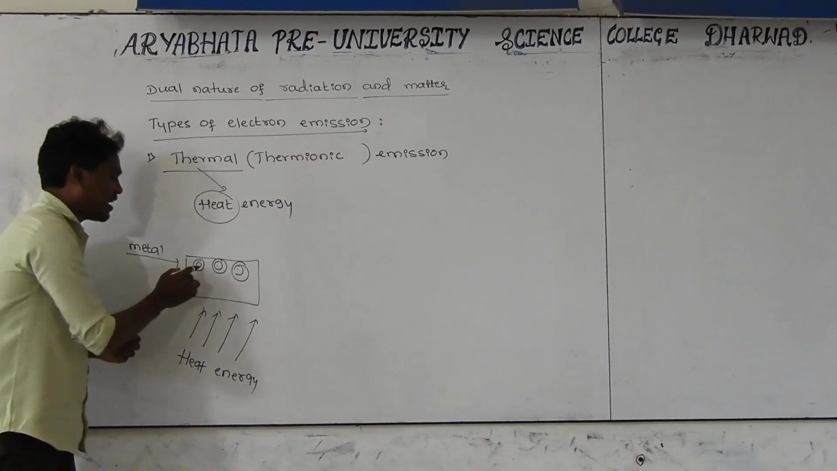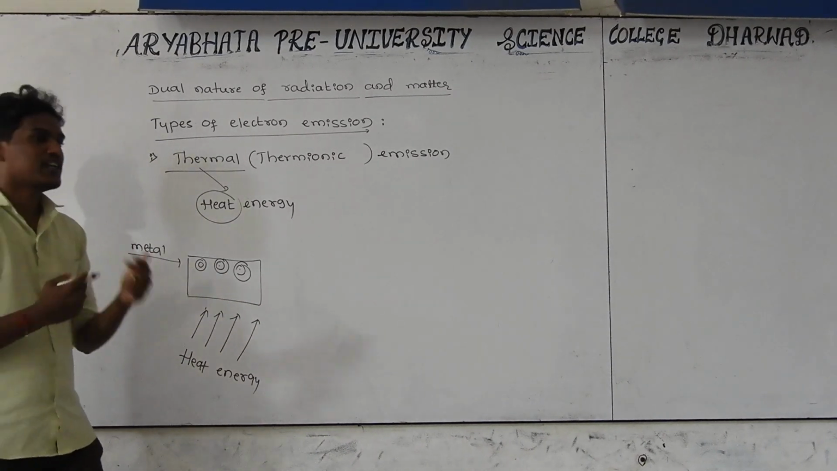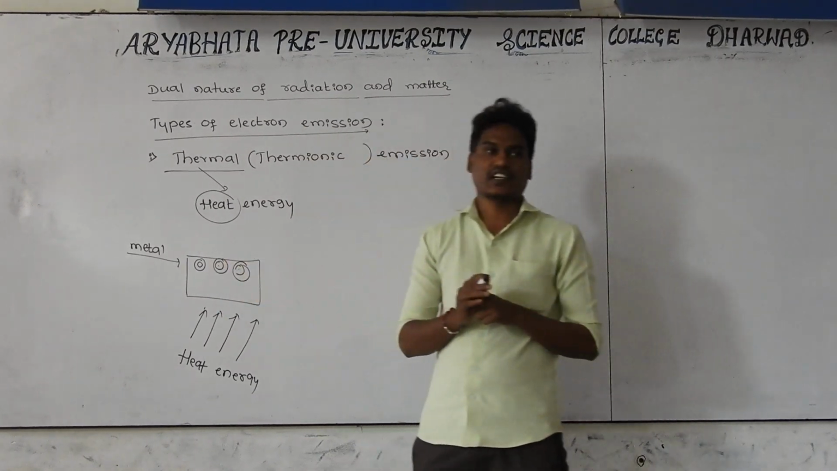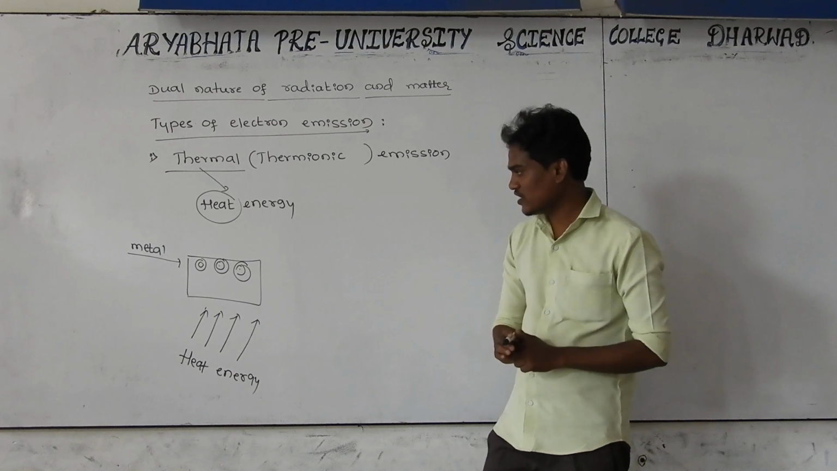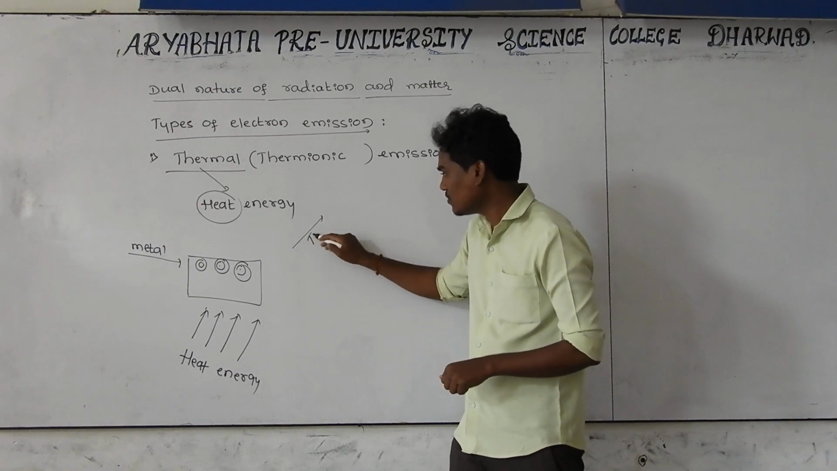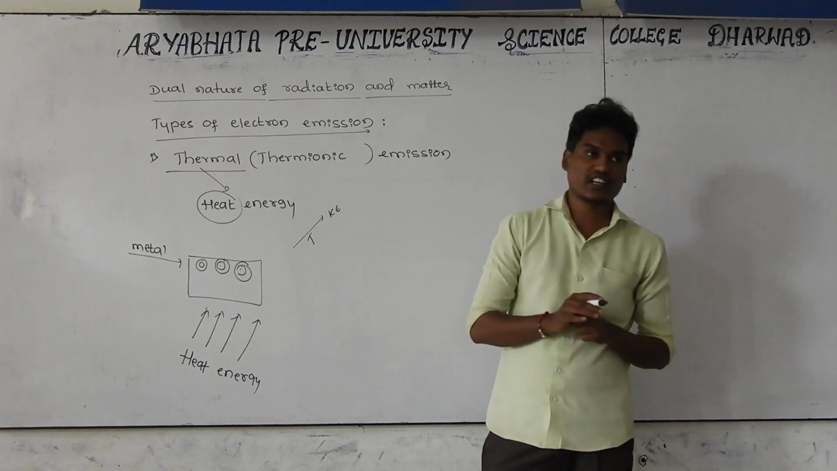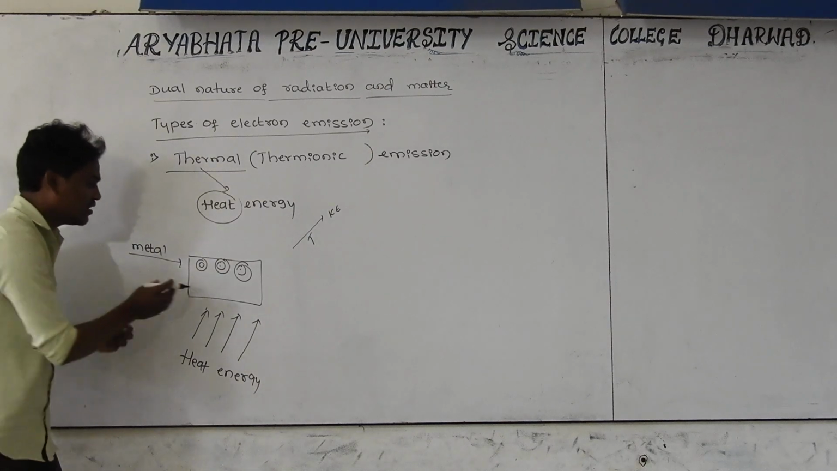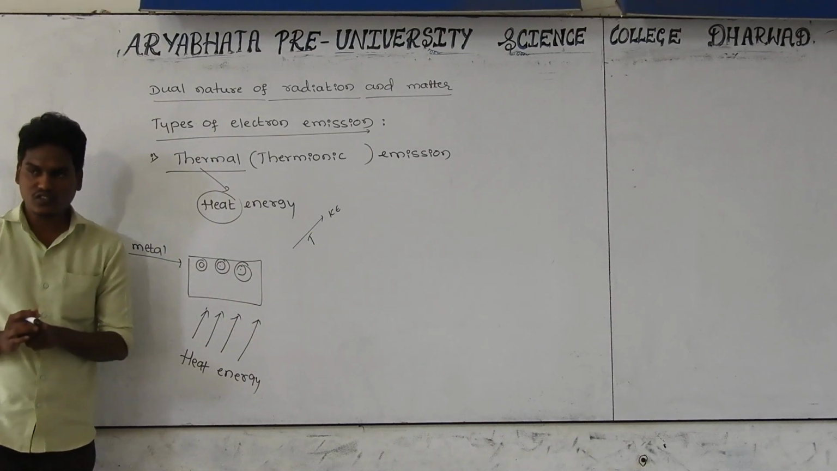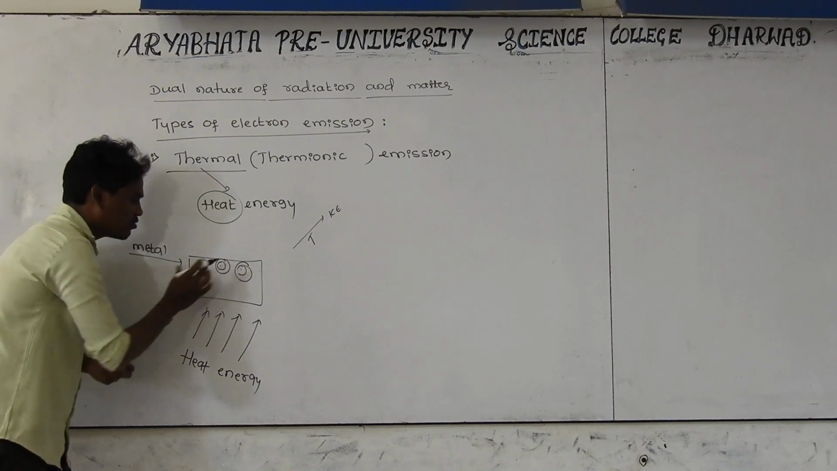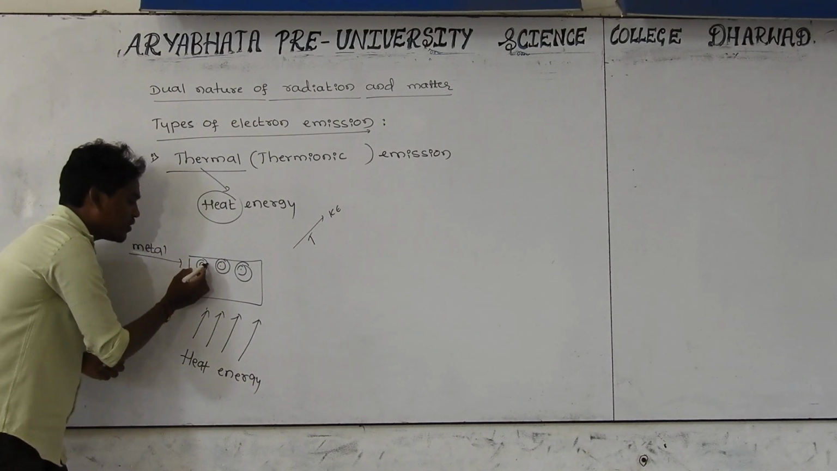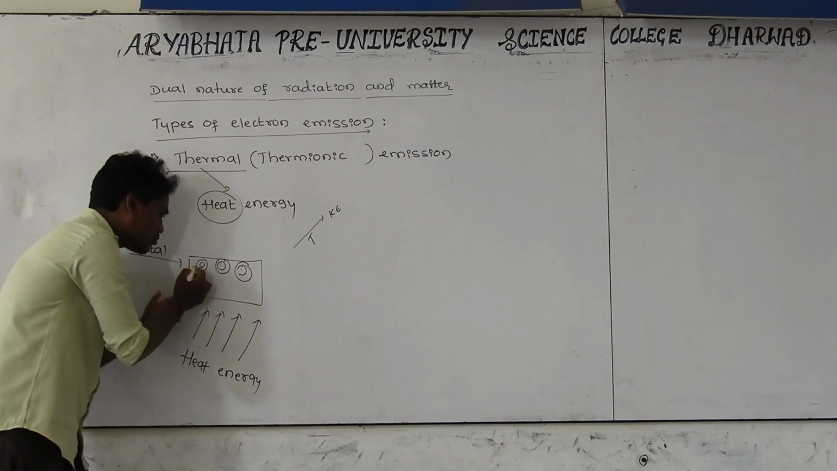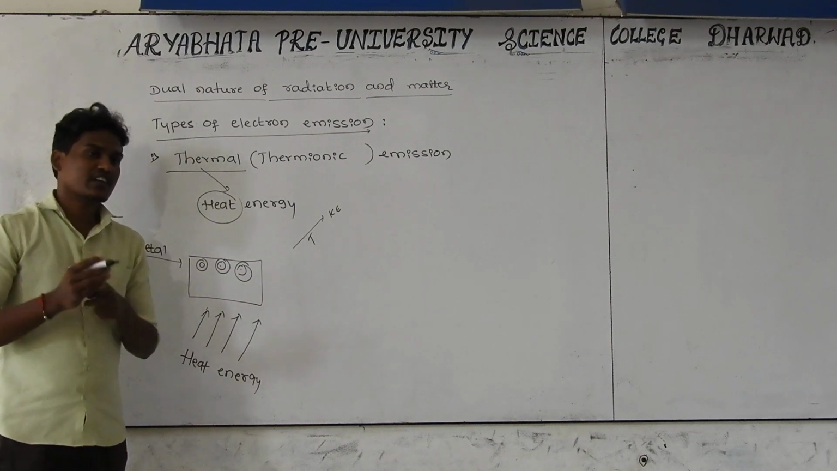What is that? You know very well the relation between the kinetic energy of the particle and the temperature. They are directly proportional to each other. If you supply more temperature, then the kinetic energy of the electron increases. Whenever you are supplying heat energy to the metal, the temperature of this metal increases. Whenever the temperature of this metal increases, the kinetic energy of this outermost electron increases. It means that the outermost electron's vibration increases.